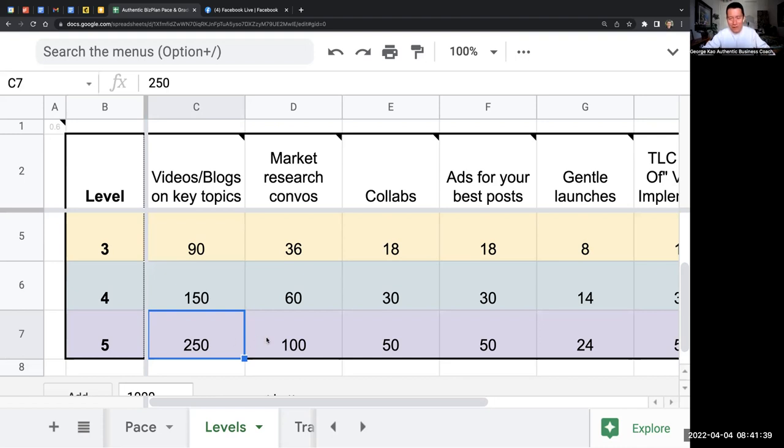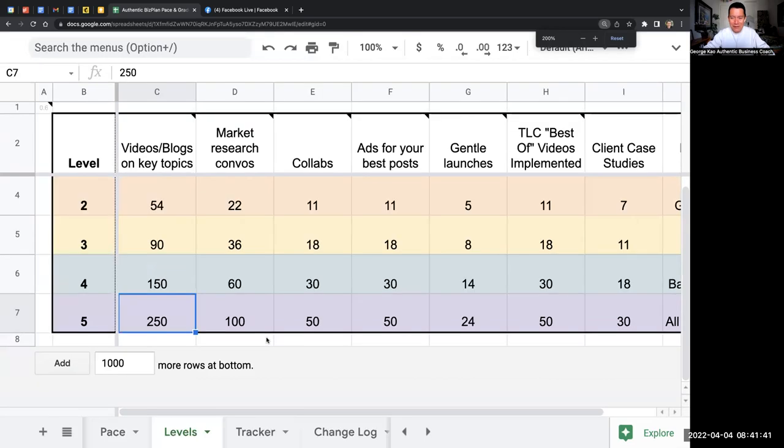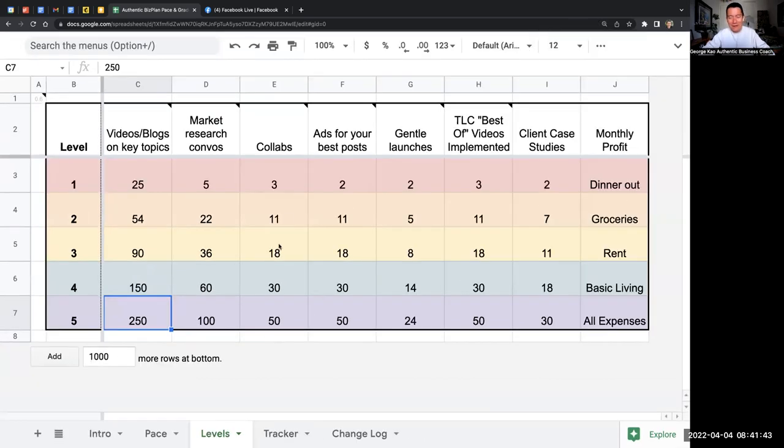So here's what might be exciting. Let me go and expand out a little bit here. This is probably what most of you care about, right? Monthly profit. Like, how well is this business going to support my lifestyle? Well, at level 5, at 250, all expenses are paid: your rent, groceries, basic living expenses, having dinners out, vacations, everything is paid for in your life once you get to 250 blog posts.